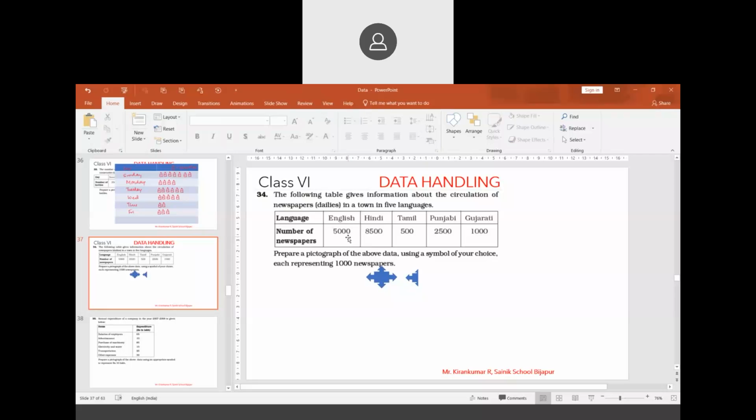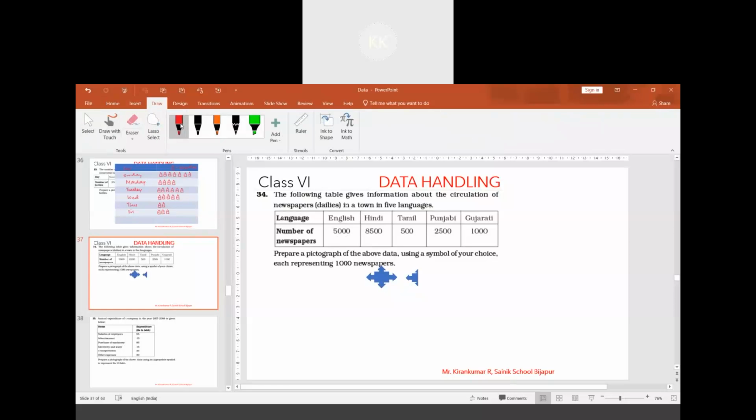If I want to mention it for English, it is 5000. So 5 symbols of this type have to be there. 1, 2, 3, 4, 5.